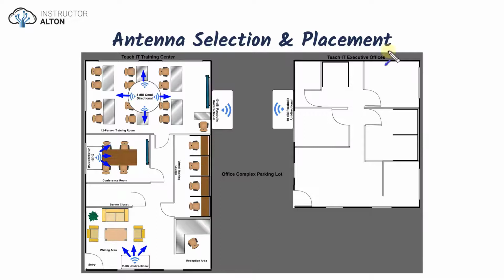Now, to connect the two different offices together, we have a 10 dBi unidirectional antenna on the roof of each building. And so this will allow these two to communicate back and forth.